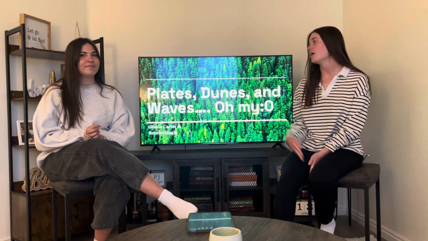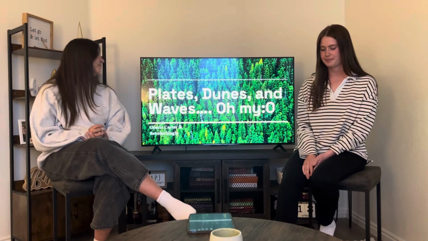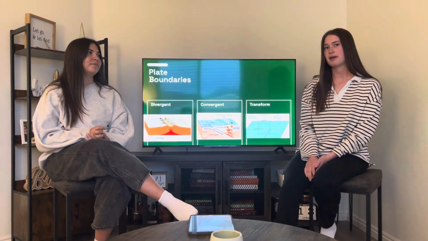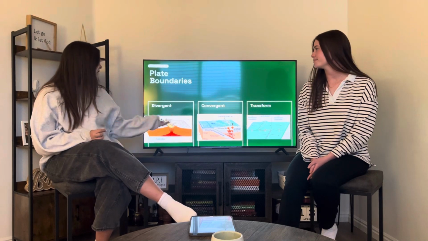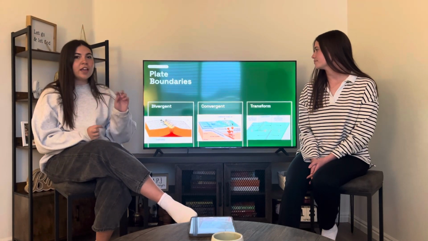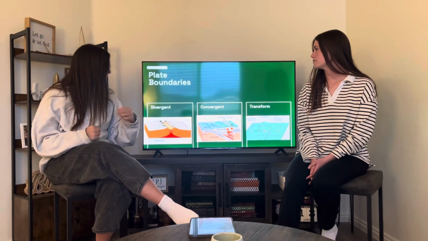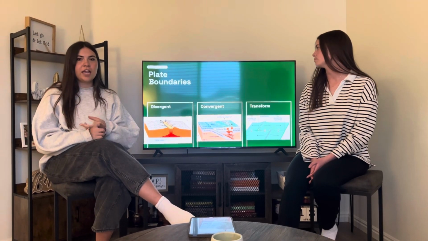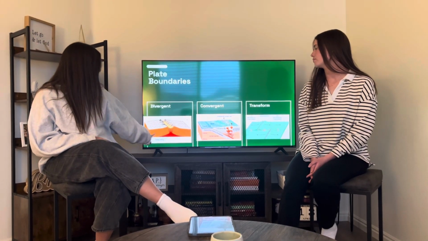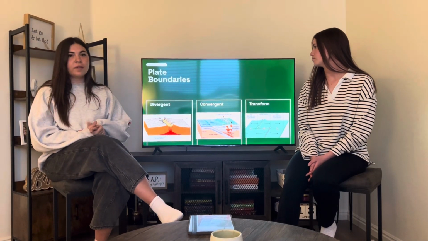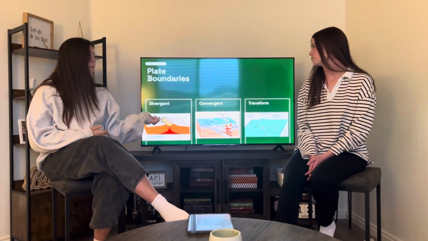Our final on plates, dunes, and waves. First we're going to talk about plate boundaries. So first we're going to look at divergent plate boundaries, which is when two parts of the Earth's crust are moving apart from each other, and this can happen on oceanic crust and continental crust, and it causes either mid-ocean ridges or rift valleys due to the partial melting.